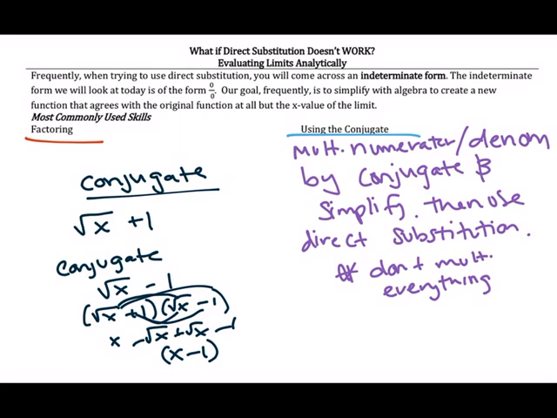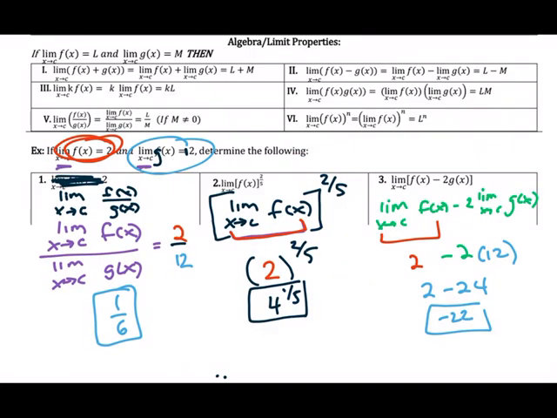In the next video, we're going to talk specifically about limits involving trig and some strategies that we can use there. The other concept that we talked about in this lesson was the different algebraic limit properties that we're allowed to use when manipulating functions, so long as both functions, or however many functions we're talking about, are continuous at the value that we are looking at.